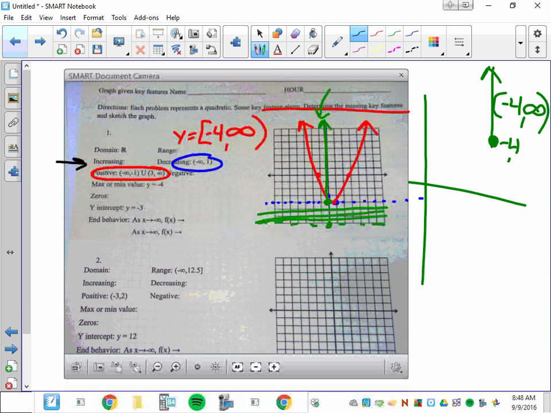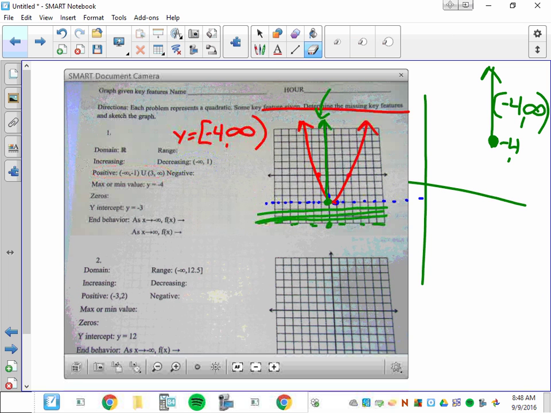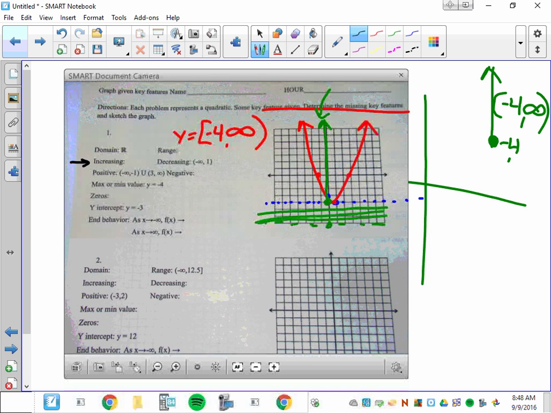Okay, increasing. Which x values create a graph that's going up? Well, do we know when the graph stops going down? It's going down from negative infinity to 1, and then from there on it's going to be going up. So the interval for increasing must be, get rid of all this stuff. What would the increasing interval be? 1 to infinity. Why did I put a parenthesis around 1 and not a bracket?